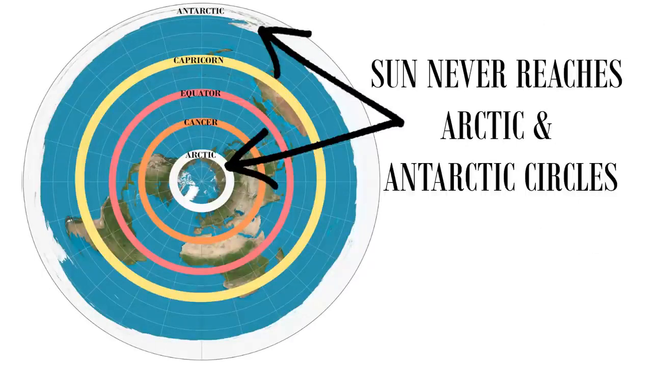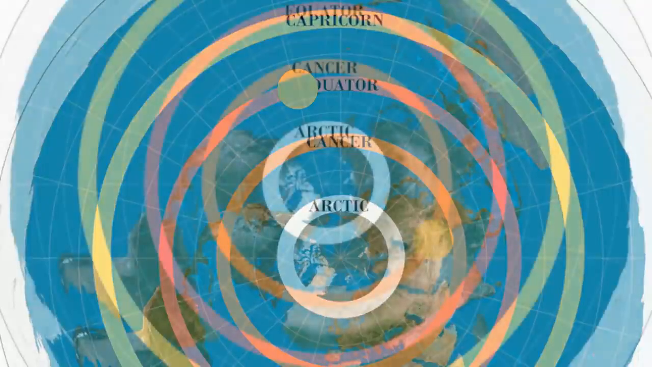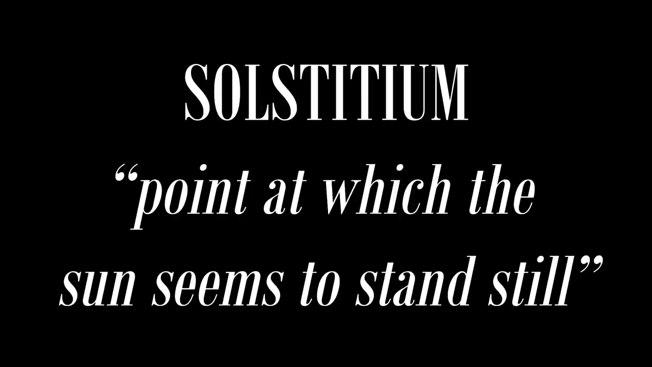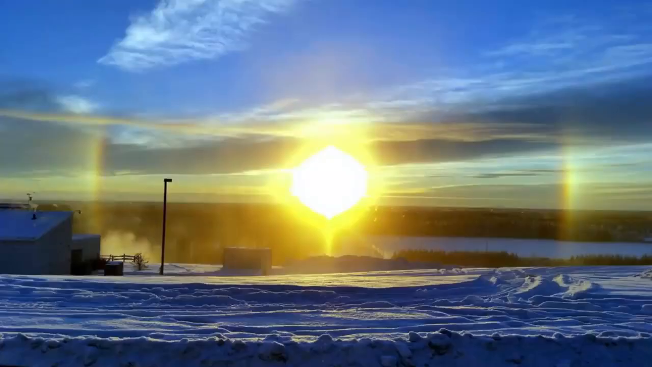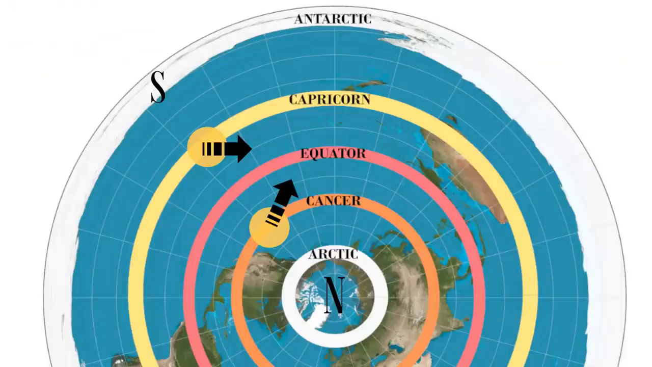Antarctic Circle. It never reaches the poles. It journeys to the tropic circles, and then turns back. The point at which the Sun reaches its most northerly and southerly excursion relative to the equator is called the solstice. Solstice comes from the Latin word solstitium, which means point at which the Sun seems to stand still. And indeed, many do note that the Sun seems to stop on the solstices. And this is because, in a sense, it does. It reaches the most northerly and southerly excursion and turns back.